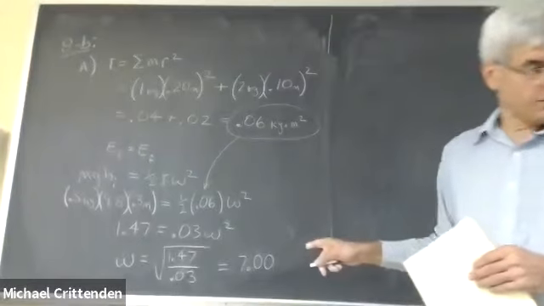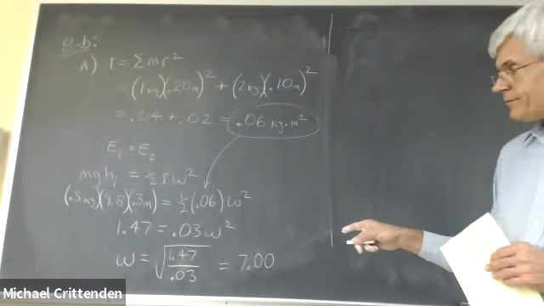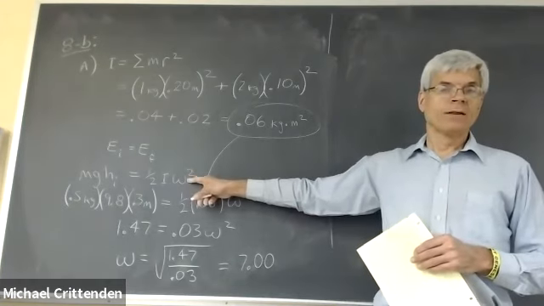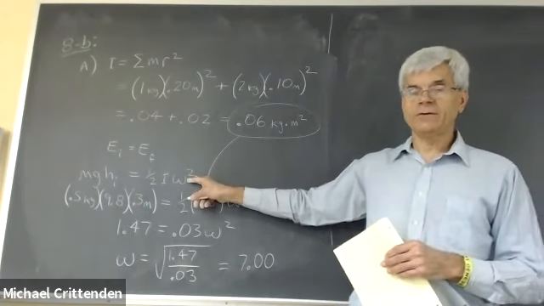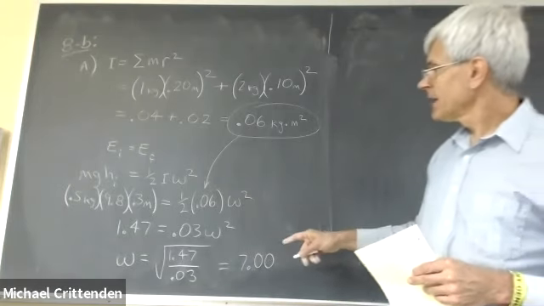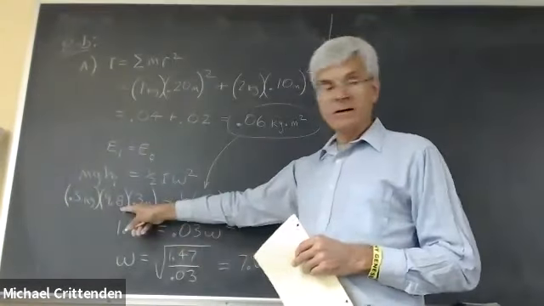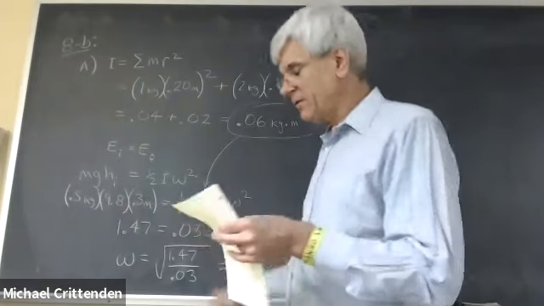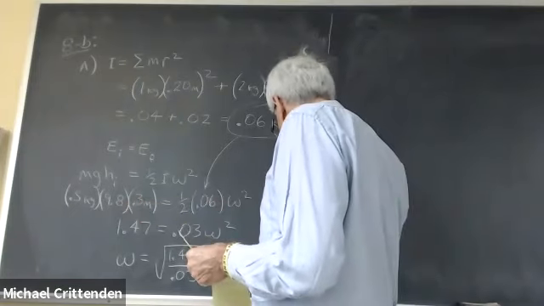The numbers come out 7 even. It's built into this formula that omega is in radians, well, radians per whatever time unit you're using. And the 9.8 was in meters per second squared, so that's where the seconds come from.